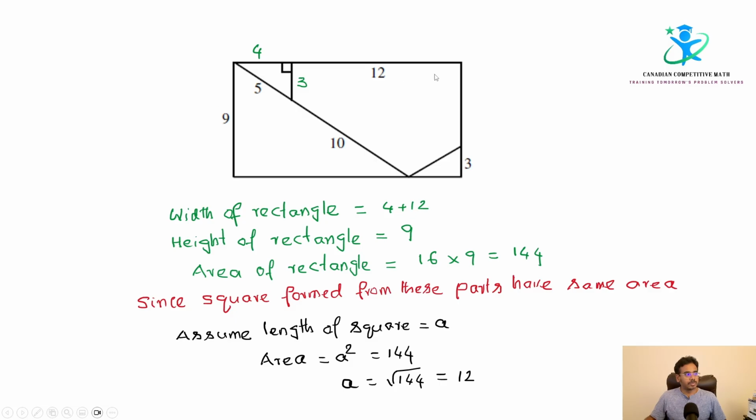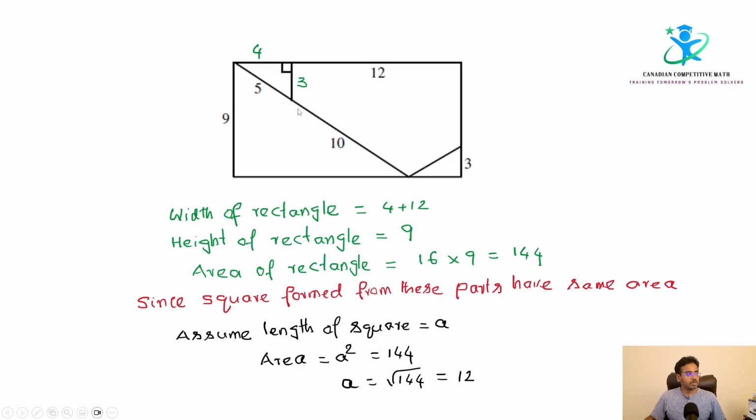So the area of this rectangle is width times height. So the width is 4 plus 12, which is 16. Height is 9. So the overall area of this rectangle is 144.